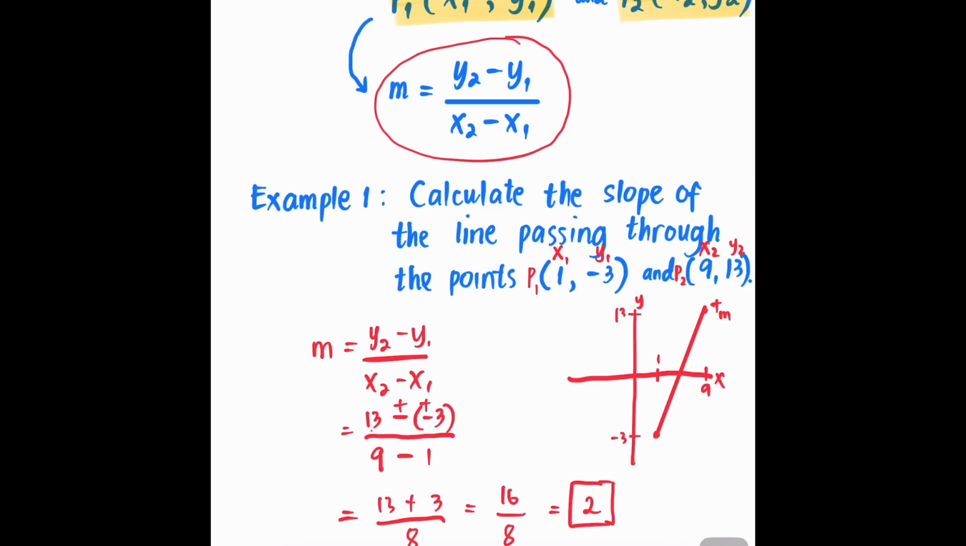Therefore, the slope of the line passing through points (1, -3) and (9, 13) is 2, which actually is correct by observation, right? So we have a straight line rising from left to right, which tells us positive slope.